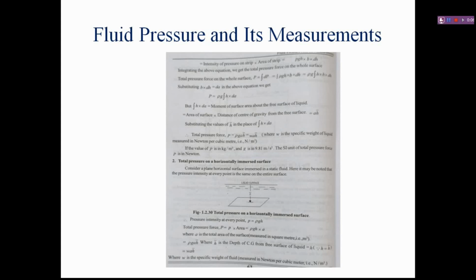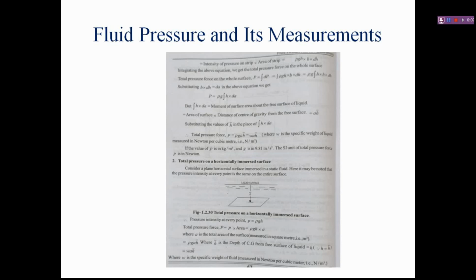That means total pressure on the whole surface, capital P, is equal to integral dP, that is integral rho GH into B into dH. That is equal to rho G, which is a constant. Rho will not change for the same liquid, and G is acceleration due to gravity, into integral H into B into dH. But we know that B into dH is dA. That is already given in the above equation. So substituting dA in place of B into dH, we get P is equal to rho G into integral H into dA. But integral H into dA is the moment of surface area about the free surface of the liquid.